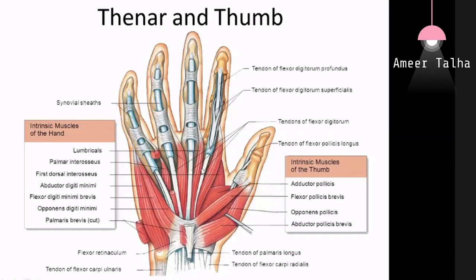And the first and second are innervated by the branch from the median nerve, and the third and the fourth would be innervated by the branch from the ulnar nerve. So you have to remember one more thing, the counting of these muscles starts from the thumb side, the lateral side. Start counting from the lateral side.